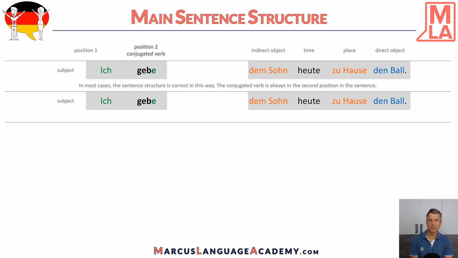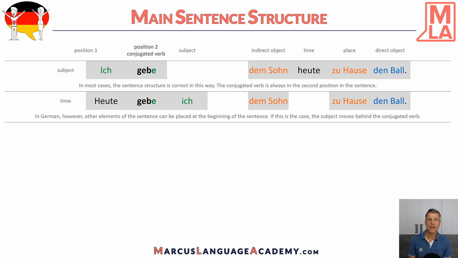But let's change it a little bit. If I like, I can put, for example, heute in first place. But then something happens because the verb stays at second position and the subject goes in third position. And we say, heute gebe ich dem Sohn zu Hause den Ball. Okay? When it's really important for me that heute, today, is a really important information, I can put it in first place. And it's quite common to do this. Okay? And in English we would say today I give, but in German we say today give I. Okay, so please remember the verb stays in second place.